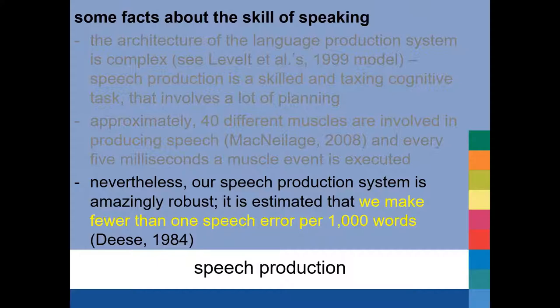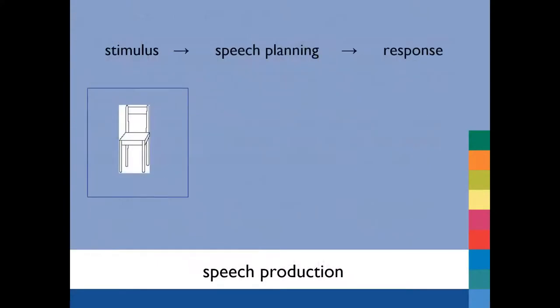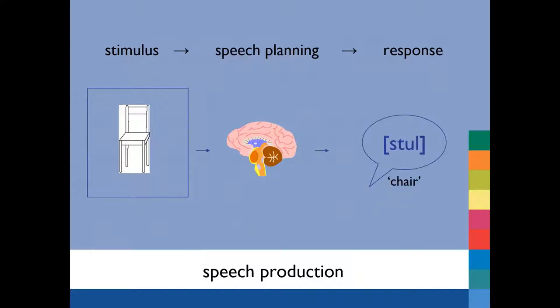And until approximately the 1980s, speech error research was the main source of evidence for the speech production system and speech production research. Nowadays, what we mainly do in the lab is use lab-based tasks to investigate speech production. For example, we present a picture to our participants. The participants will then engage in some processes of speech planning, and then we can measure the output, the response. So for example, if we show this picture and the participant is a Dutch participant, then they would say something like "stoel", the equivalent of chair, at some point. This is actually a fast process, and it only takes about 600 milliseconds to name a picture on average.